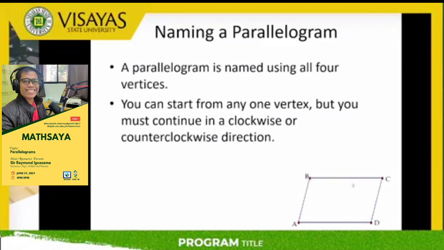The vertex is the endpoint, the red dot there. You can start from any one vertex, but you must continue in a clockwise or counterclockwise direction. So if you are going to name this parallelogram, you can say parallelogram ABCD, or ADCB. Or you can start with B and then go clockwise or counterclockwise. So that is the name of your parallelogram.